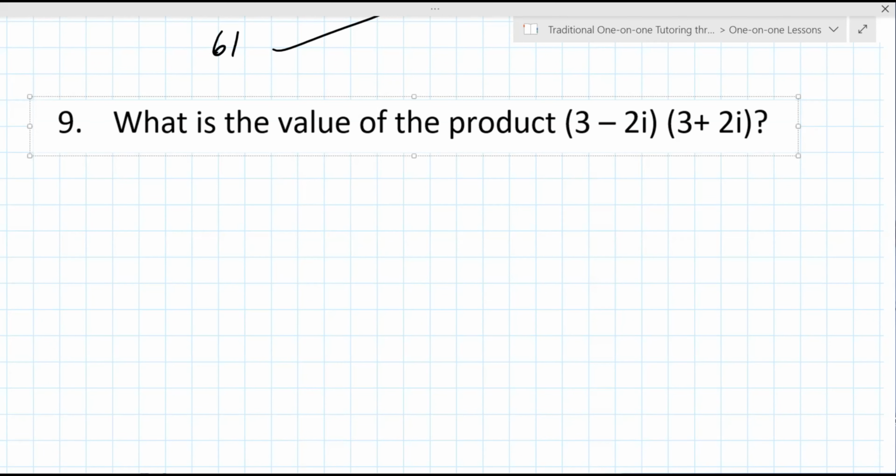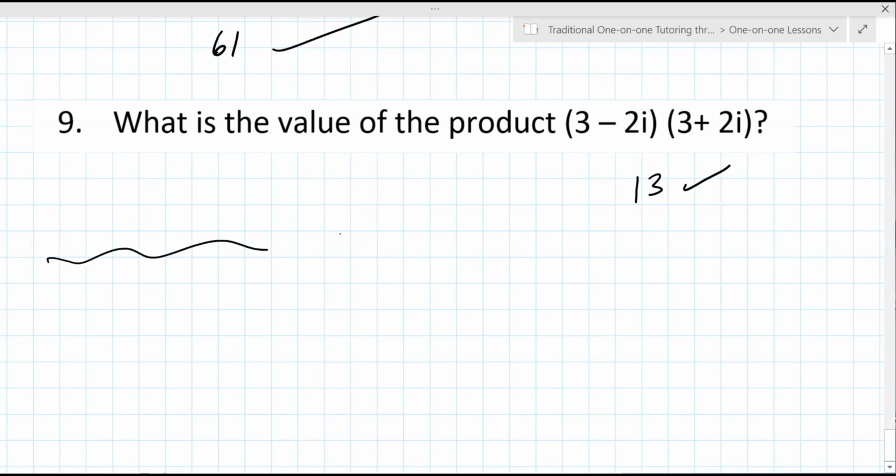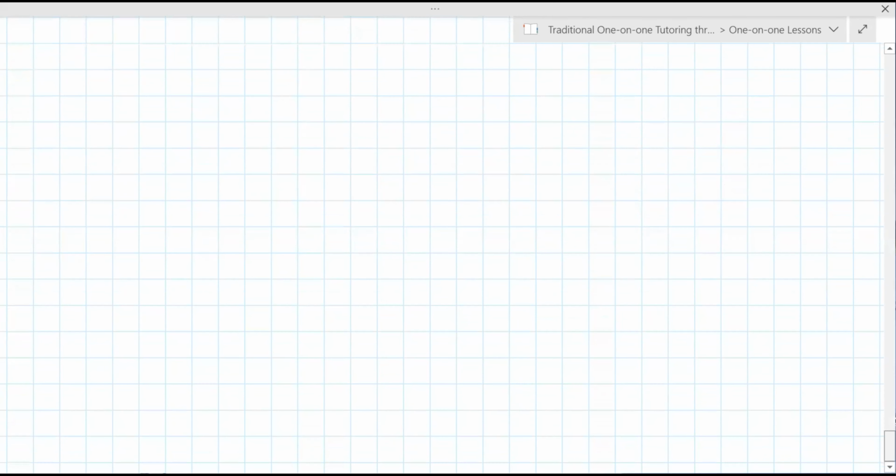Do you have a final answer for that one? Yes, 13. Great. Okay. So I would like to move into new territory. It'll be things that you haven't yet seen. Is that okay? That's fine. All right. You will probably see it in your next homework assignment. So it would start out with something like we just did: 7 minus 2i, 4 plus 3i.